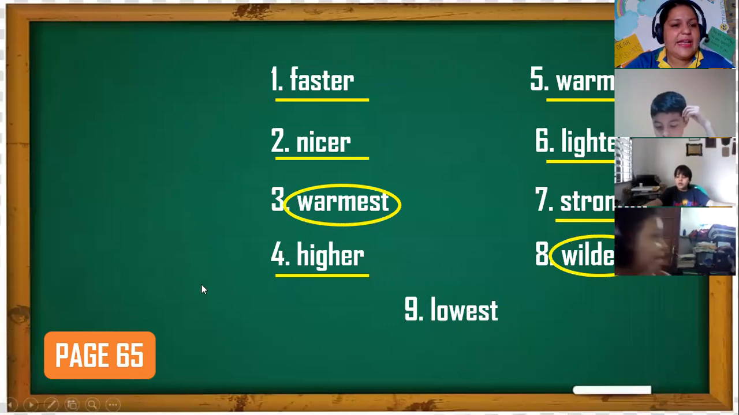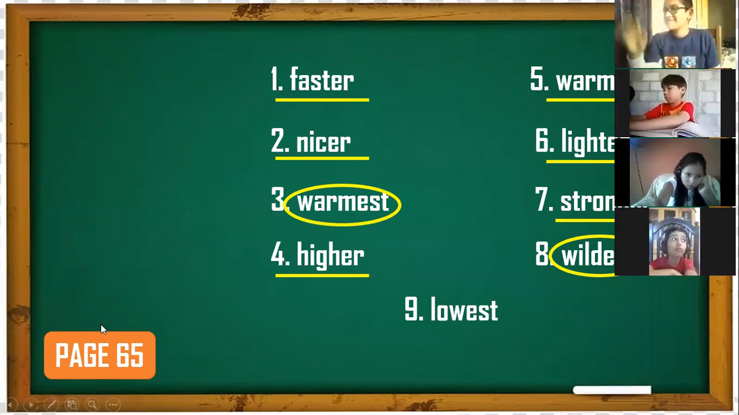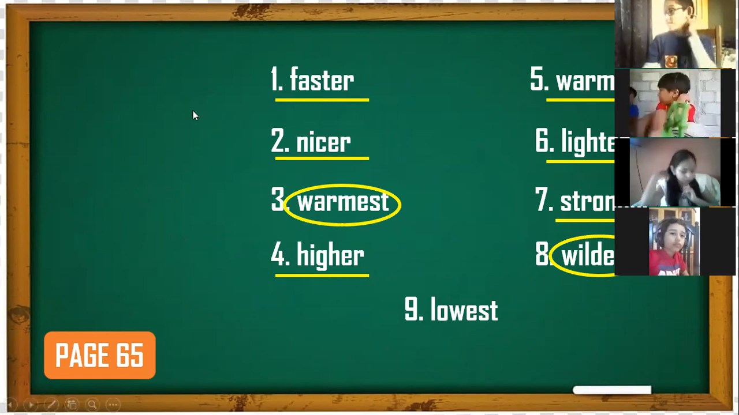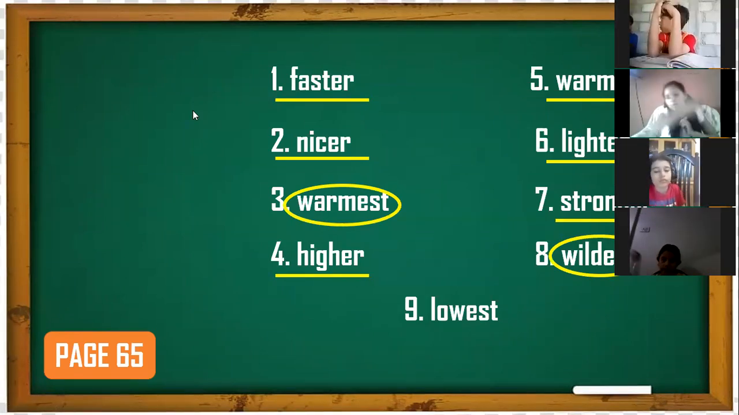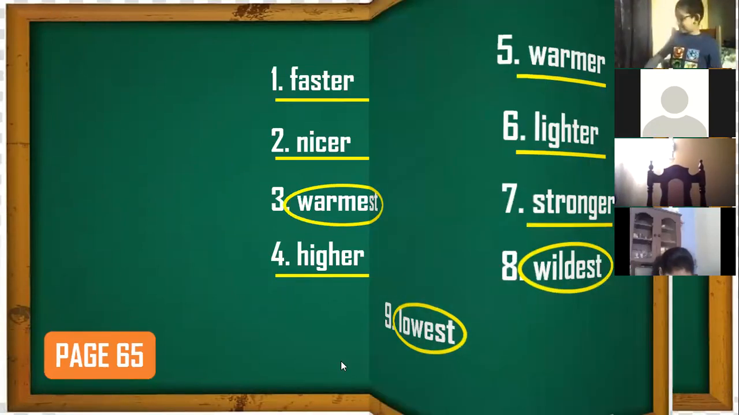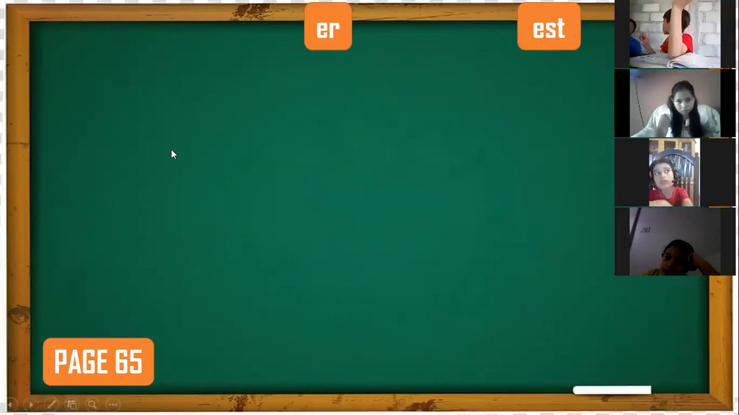Okay, and let's move to the number 9. And I am going to give the opportunity to Luis Diego. Luis Diego, could you please help me reading that last sentence? It was the lowest temperature ever. Temperatures ever, and you have to circle, very good, because we are comparing more than two things, okay? Very good, excellent.